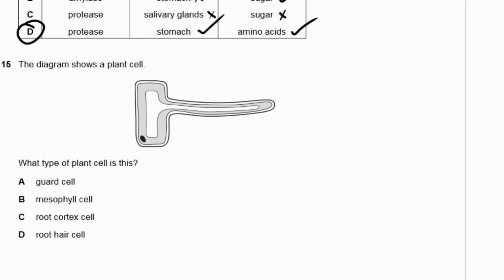Question 15. The diagram shows a plant cell. What type of plant cell is this? Okay, it's one cell with a really long extension to increase the surface area for absorption of water and minerals. That would be a root hair cell. Not the root cortex cell, those make up the bulk of the root. Mesophyll cells are in the leaf. Guard cells are in the leaf. So the answer is the root hair cell.